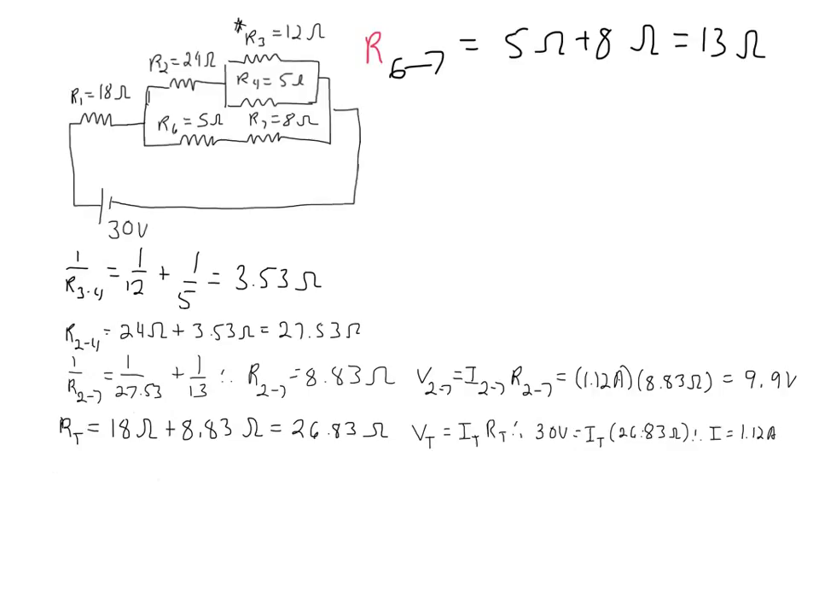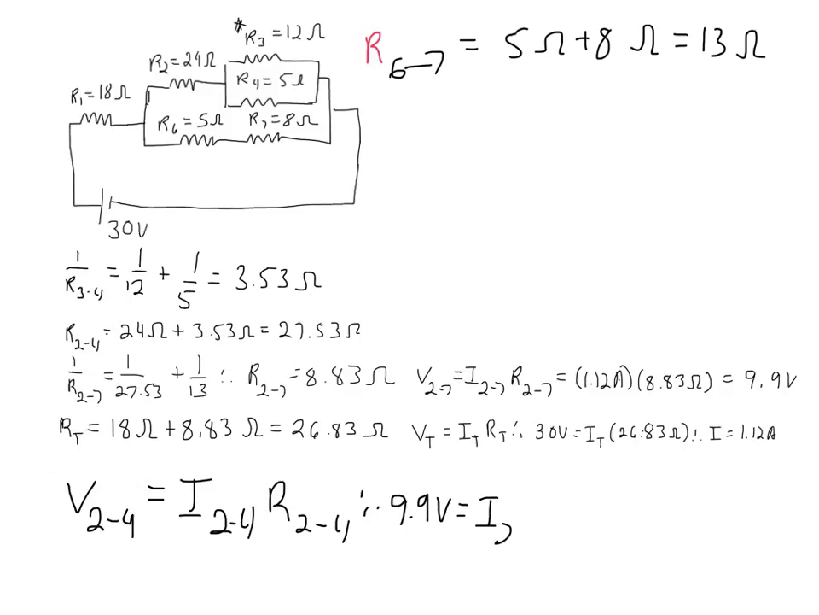Now we're going to use that voltage. So the voltage of 2 through 4 equals the current of 2 through 4, which is what we need to find next, times the resistance of 2 through 4. So we got 9.9 volts equals I of 2 through 4 times 27.53 ohms, and we get I of 2 through 4 equals 0.36 amps.